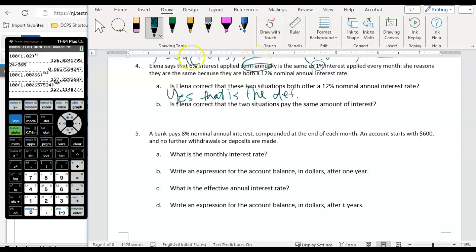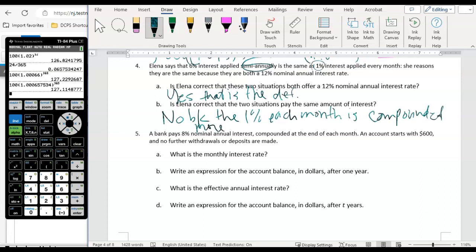Because 6% interest would mean that for a whole year we would have 12% nominal interest rate. 1% each month would still be 12% nominal interest rate. So they both have the same nominal annual interest rate, but is it correct that the two situations pay the same amount of interest? No, because we would be compounding the 1% interest more frequently. So no, because the 1% each month is compounded more often.